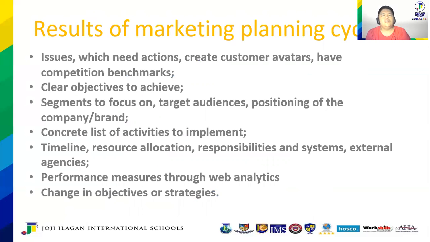Okay. What are the outcomes or results of your marketing planning cycle? First is to have these issues addressed. These create customer avatars and competitive benchmarks. Then you have clear objectives to achieve. When you have a marketing planning cycle, you have segments to focus on. What particular stage are you in already in your marketing strategy? Then you formulate your concrete list of activities to implement.